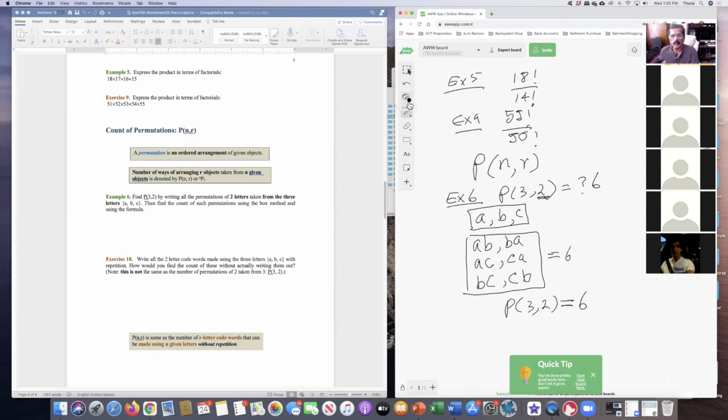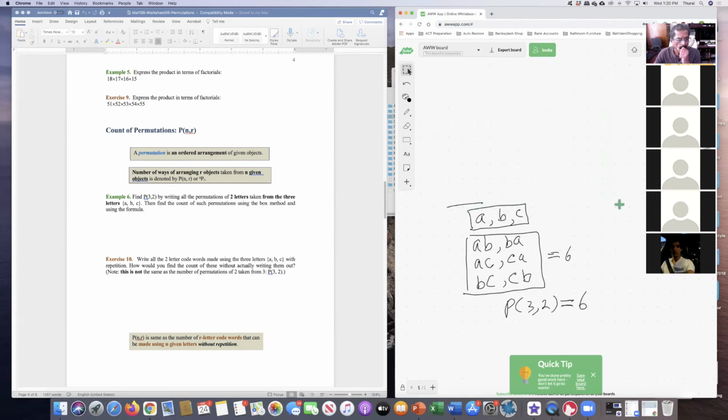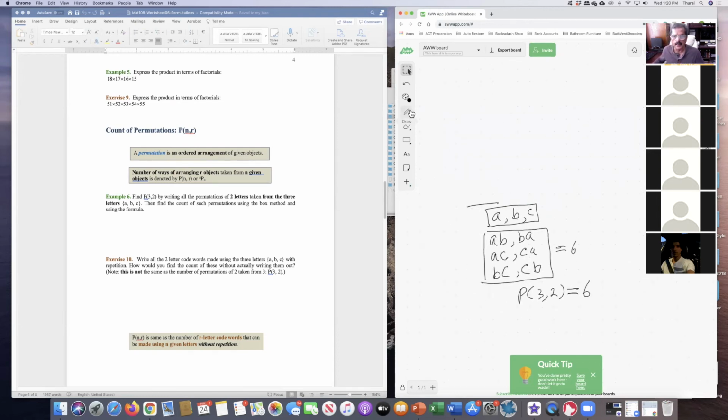All right, so let me clear the board, or part of the board. Okay, so the letters given for this exercise are A, B, C, and we need to take 2 letters at a time. So A, B, C are the letters. All the 2-letter code words. Repetition is allowed. So AA is 1, AB is another, BA, BB, BC, CB, CC. Repetition is allowed, so therefore AA, BB, CC are allowed.